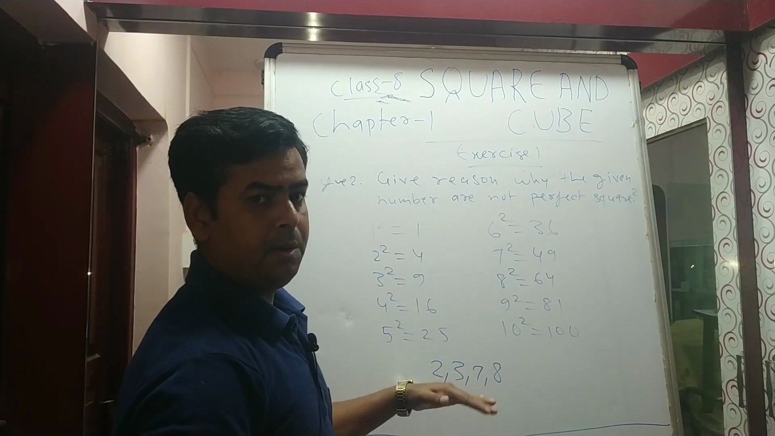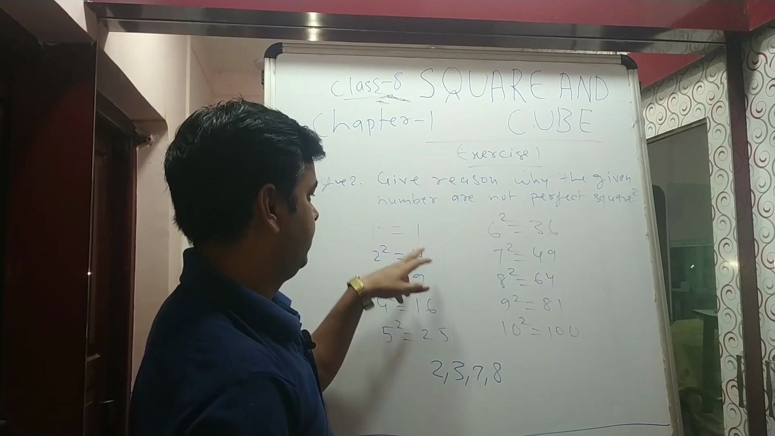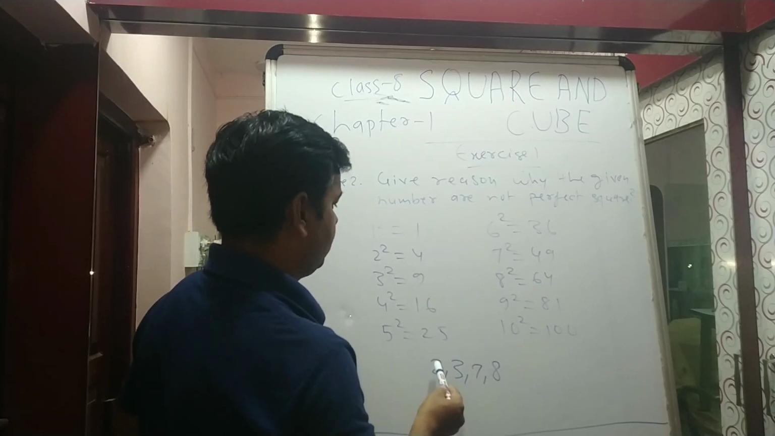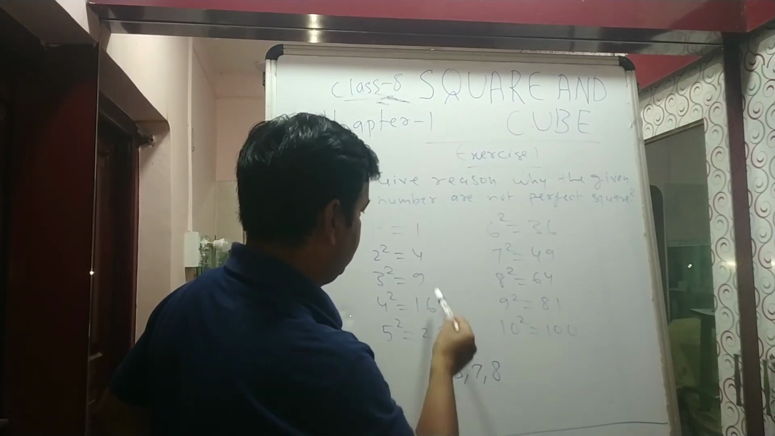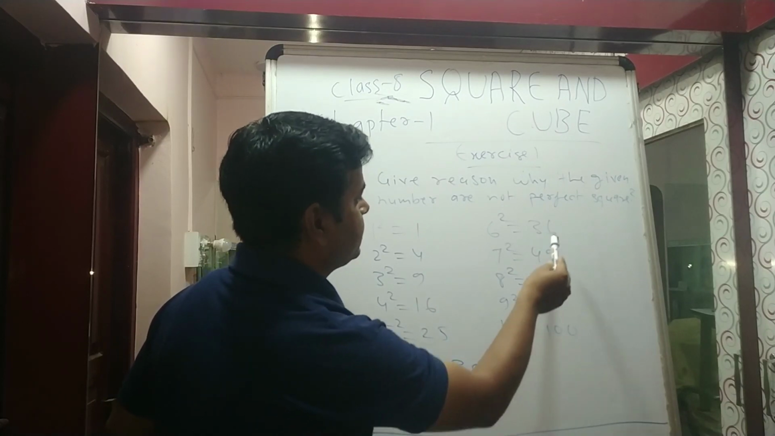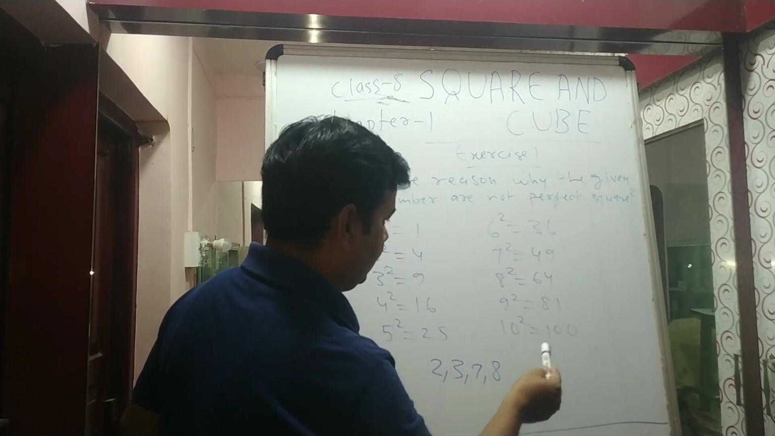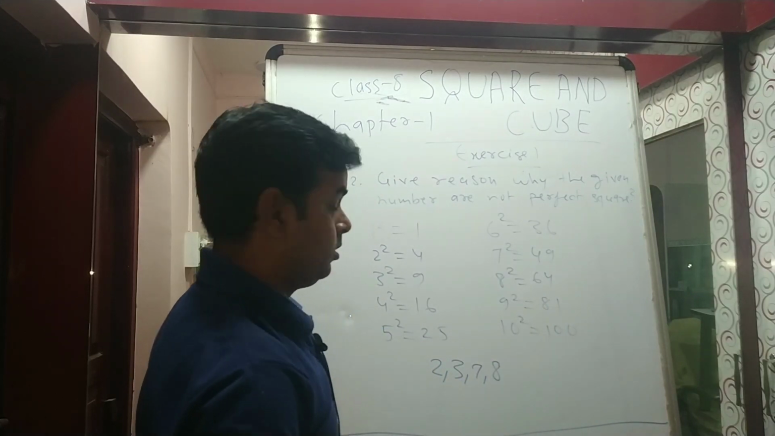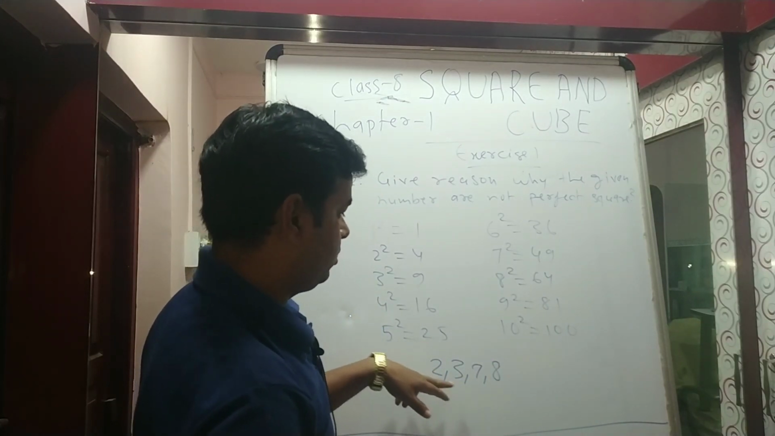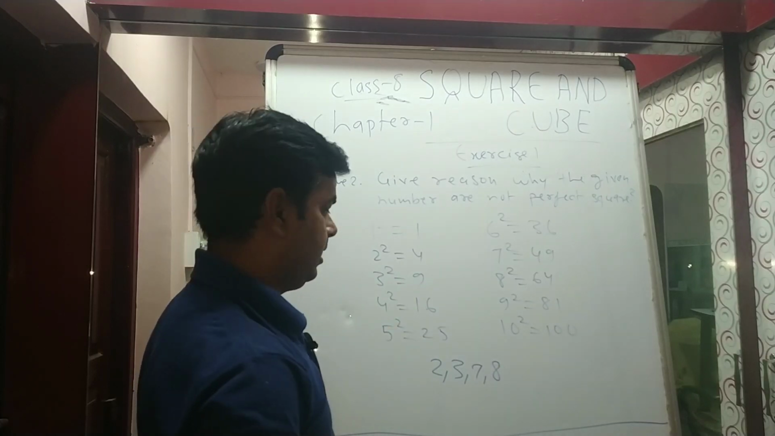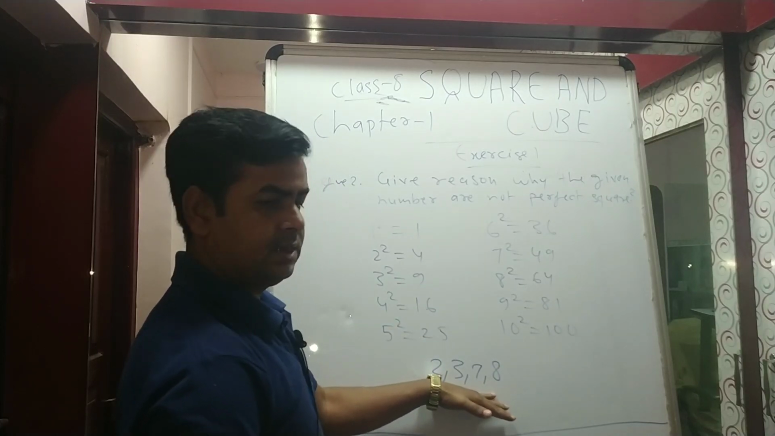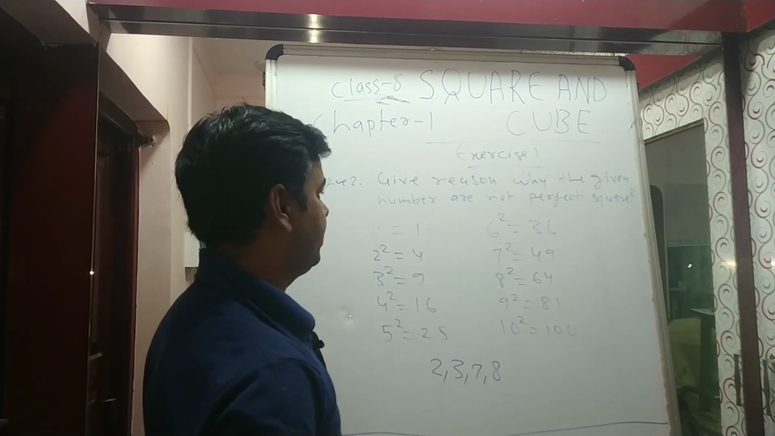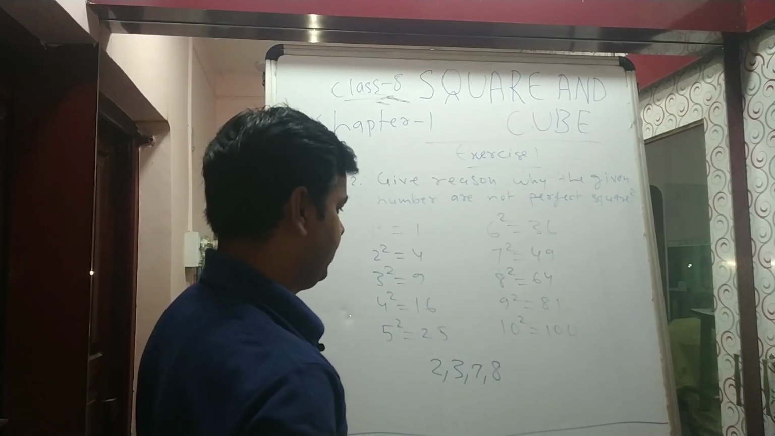If you see the unit place, 2, 3, 7 and 8. Remember this: 2, 3, 7, 8. You can also find this out yourself. 1 is there, 2 is not, 3 is not, 4 is there, 5 is there, 6 is there, 7 is not, 8 is not, 9 is there, and 0 is also there. So if 2, 3, 7, 8 are in the unit place, then that number cannot be a perfect square. Just by seeing you can tell.